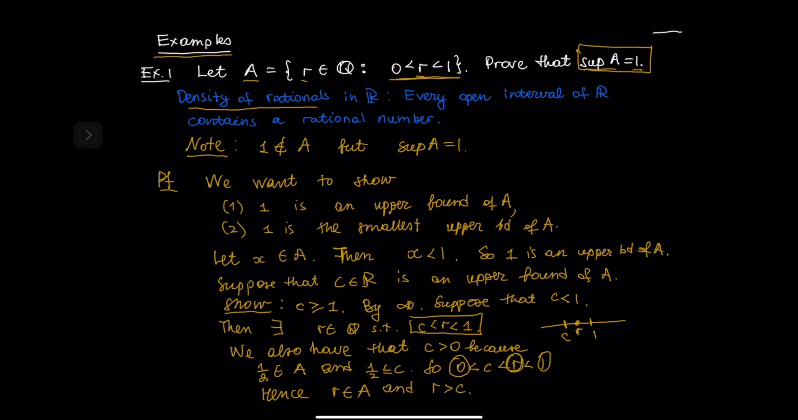So there is a contradiction here. Do you see? R is greater than C and R is in A. That contradicts our assumption that C is an upper bound of the set A, right? If C is an upper bound of the set A, then we should have R is less than or equal to C. So this is a contradiction. So therefore our assumption that C is less than 1 was wrong. So therefore we showed that C is greater than or equal to 1, which completes the proof of the property 2. So QED. So we have shown that the supremum of the set A is equal to 1.